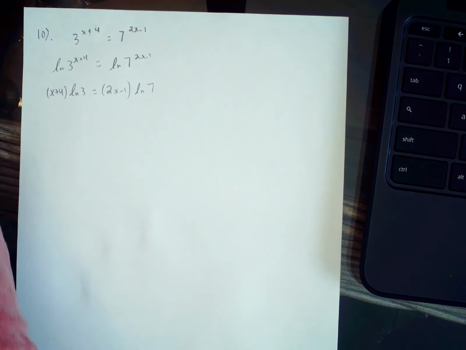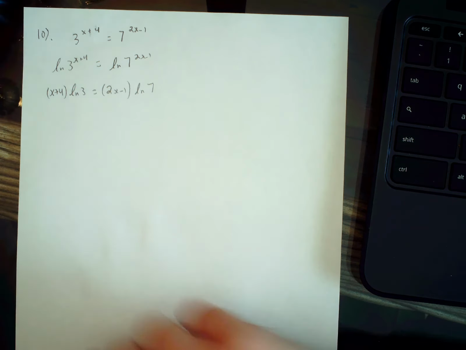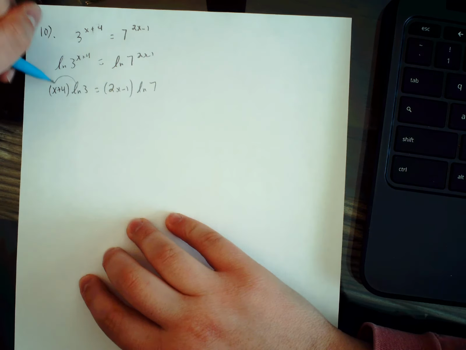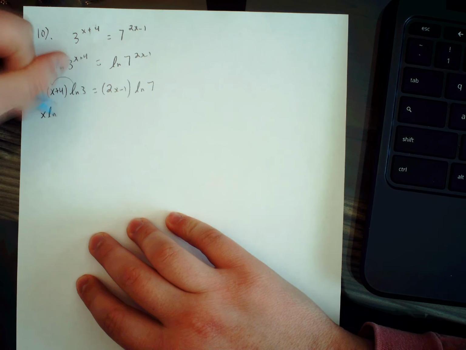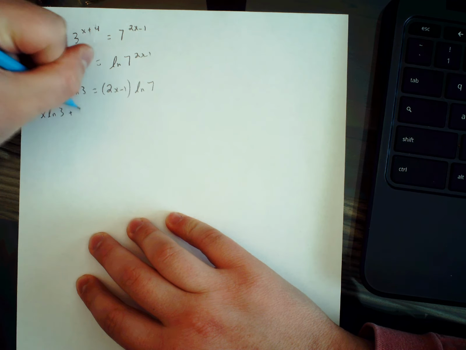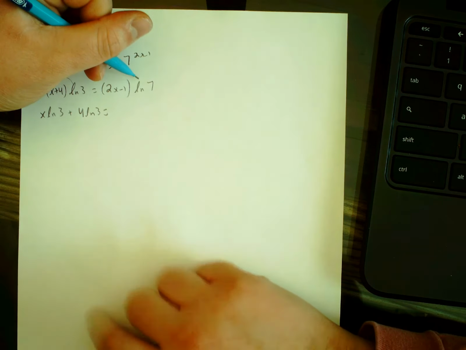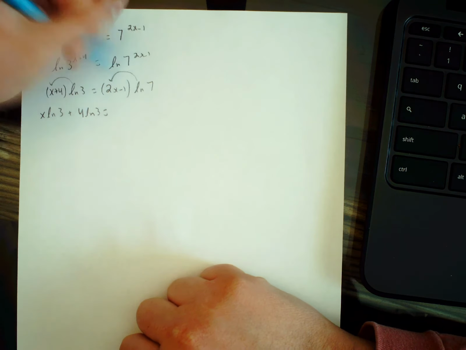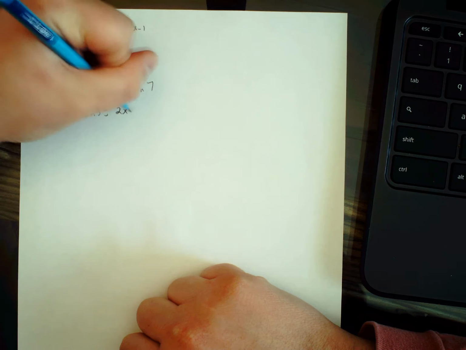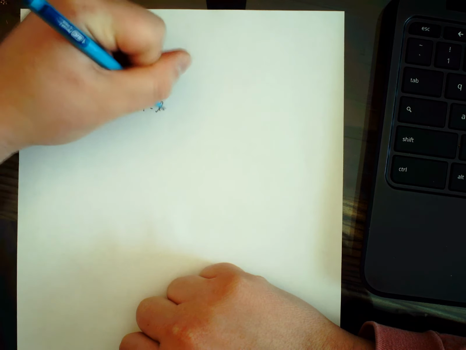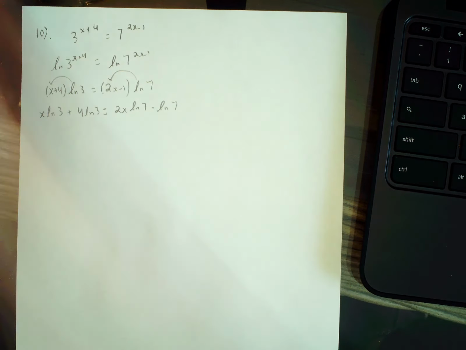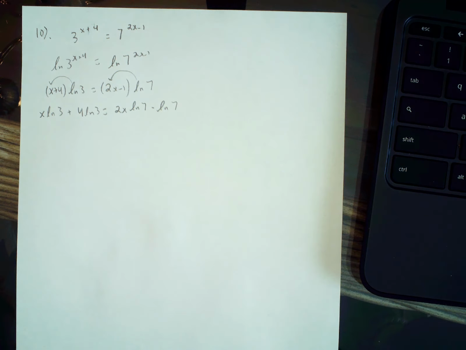Now what you're going to do is distribute the ln 3 and the ln 7 through. So the ln 3 is going to become x ln 3 plus 4 ln 3 equals, now on the other side we're going to distribute the ln 7, 2x ln 7 minus ln 7. So now that it's all distributed, you want to get all the terms with the x on one side and all the terms without the x on the other side.